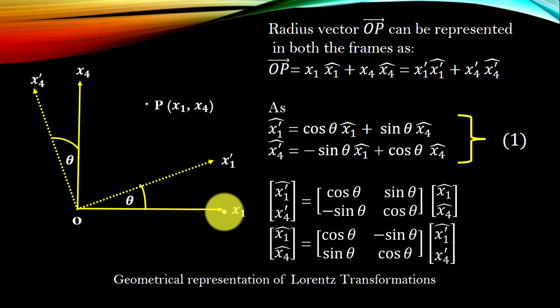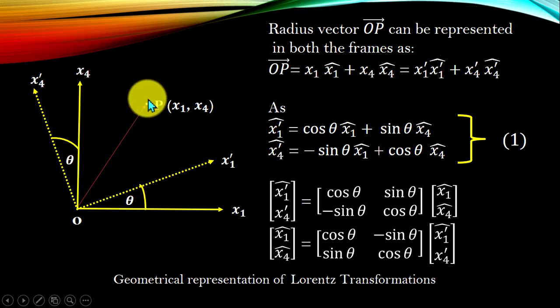So now we are considering a particle P, which is in this x1, x4 frame of reference. Its position is represented by the coordinate x1, x4, as we are considering only two. So this is the position of this particle in this frame of reference. Now we have to calculate its position in this x1 prime, x4 prime frame of reference.